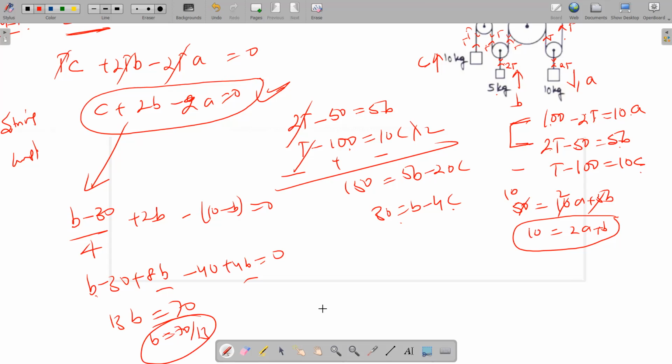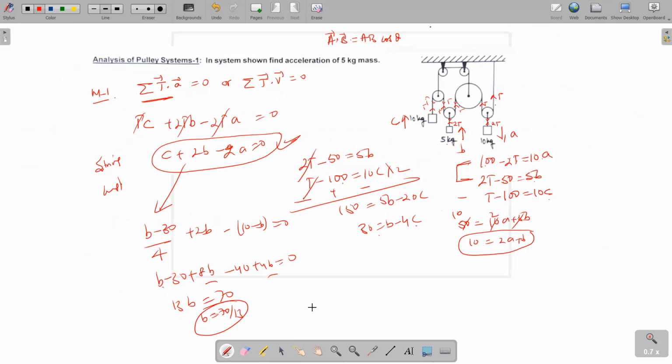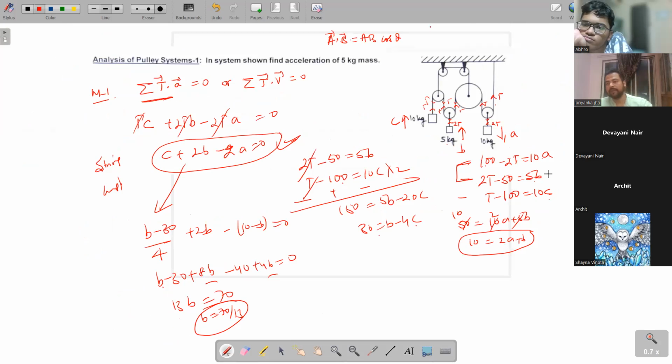Understood or not? Tell me, you guys understood or not? So this is the easiest method.